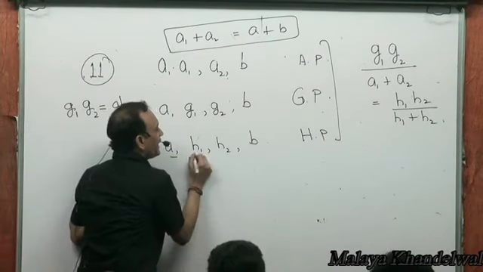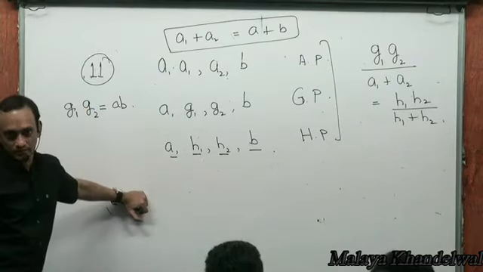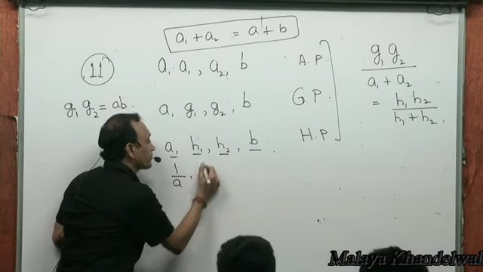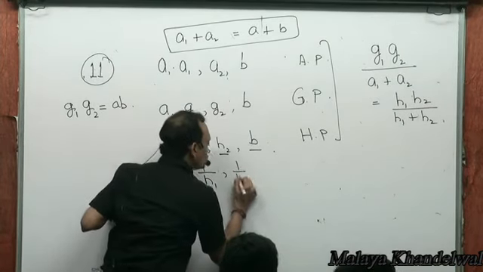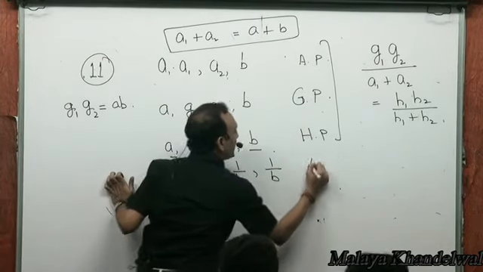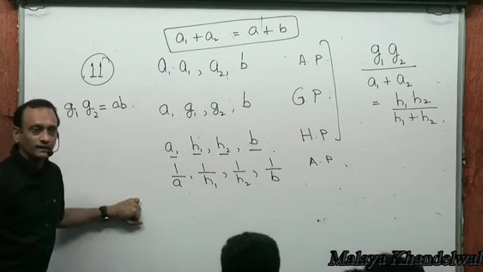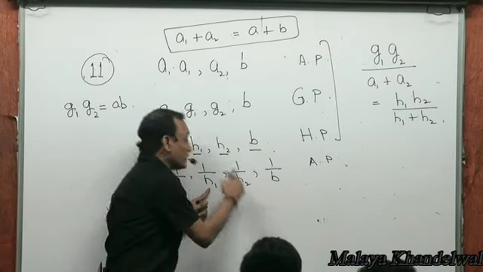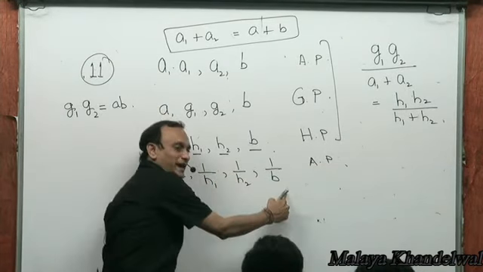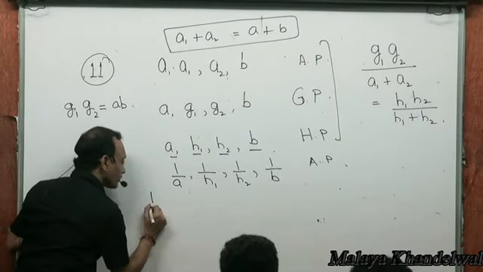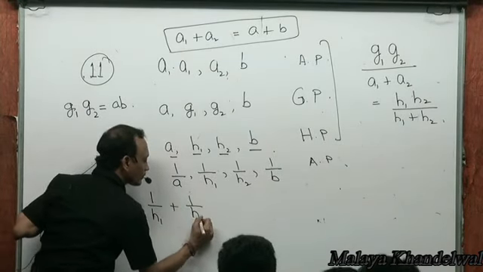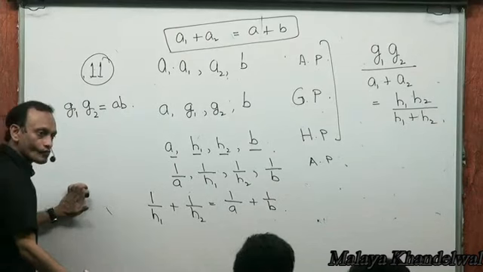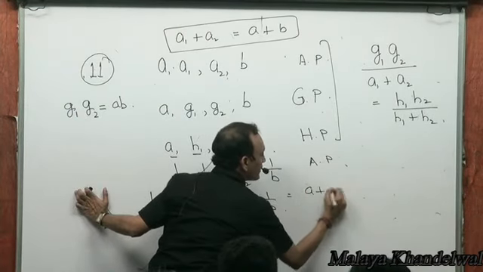Now, if A, H1, H2 and B are in HP, it means their reciprocals must be in AP. It means 1 by A, 1 by H1, 1 by H2 and 1 by B must be in AP. Yes or no? Now if these are in AP, then sum of two terms equidistant from the beginning and end must be the same. That means 1 by H1 plus 1 by H2 must be 1 by A plus 1 by B, right? Which is like (A plus B) by AB.